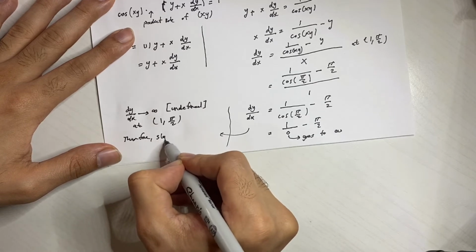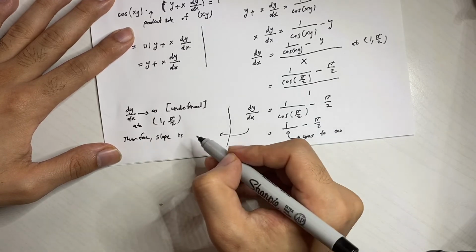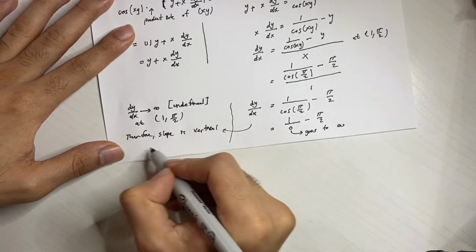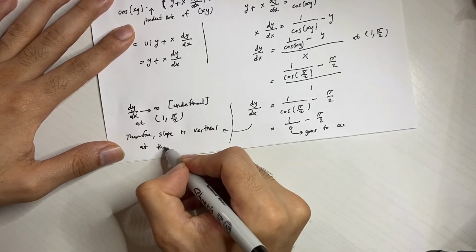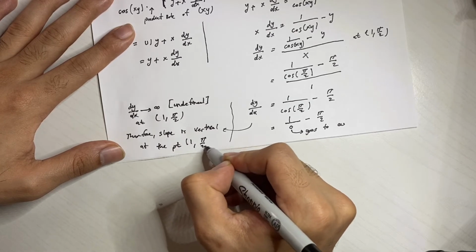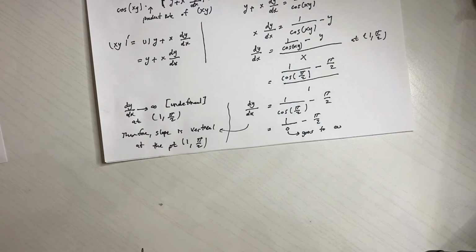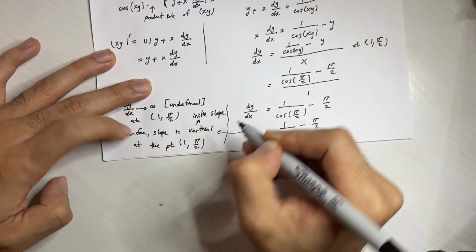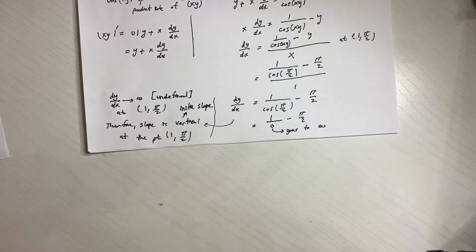Therefore the slope at this point is vertical. It's not horizontal, it's vertical because it goes to infinity. And this is the same thing as saying we have an infinite slope.